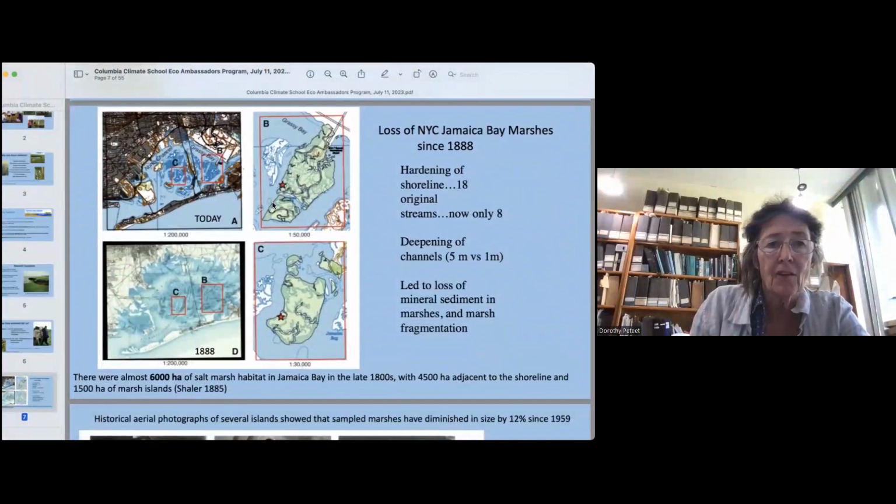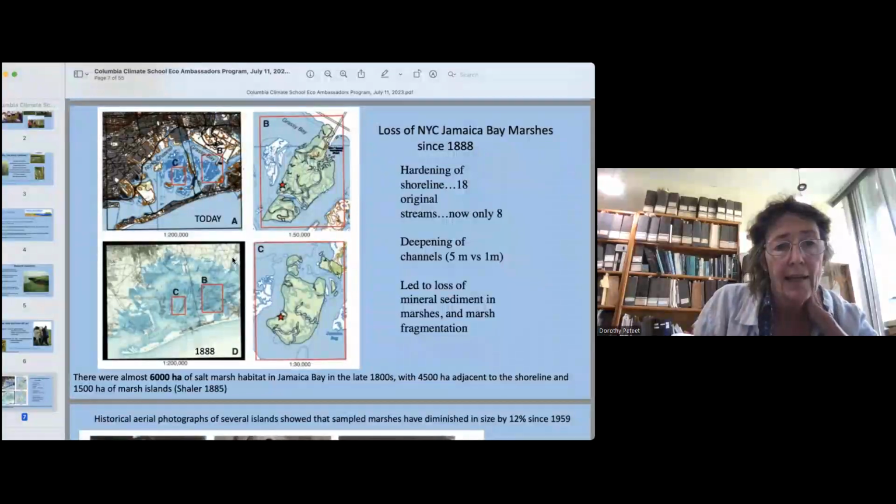And the example I'll use is Jamaica Bay. So Kennedy Airport is this white area B on the map today, but you can see all of this black is a hardened shoreline. In other words, the marsh that used to be there in 1888 and certainly before, which was white, is all gone now. So the only things left are these islands, blue out here.